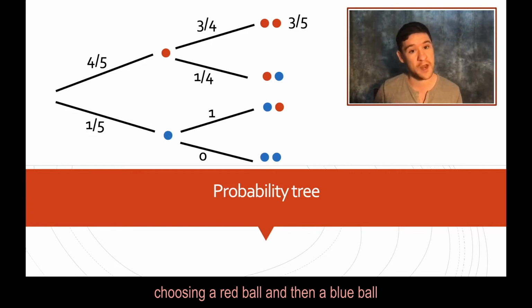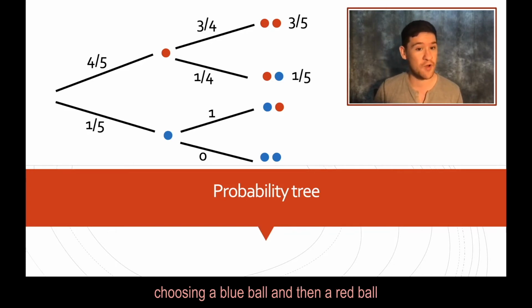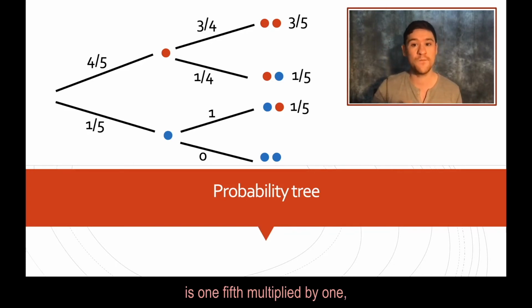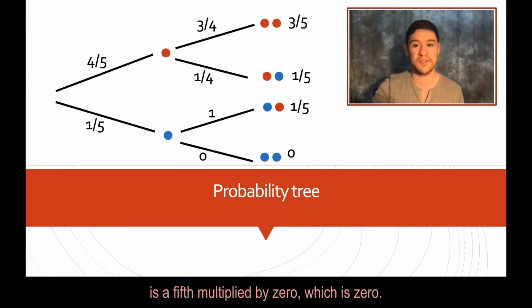Choosing a red ball and then a blue ball is 4/5 multiplied by 1/4, a fifth. Choosing a blue ball and then a red ball is 1/5 multiplied by 1. And choosing a blue ball and then a blue ball is 1/5 multiplied by 0, which is 0.